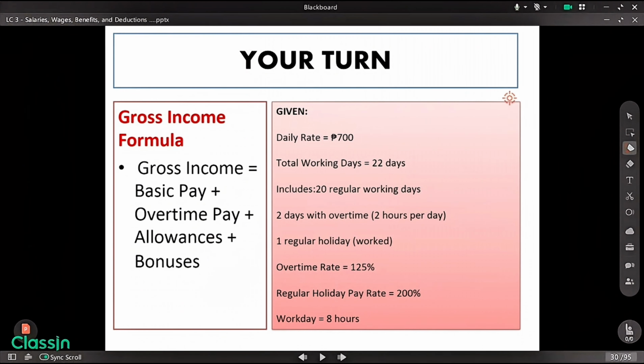Okay, time's up. Alright, so here, the given daily rate is 700 pesos. Total working days is 22. It includes 20 regular working days and 2 days with overtime, and 1 regular holiday work, with an overtime rate of 125%. And of course, the regular holiday pay rate, which is 200%. And we know that the workday will be 8 hours.